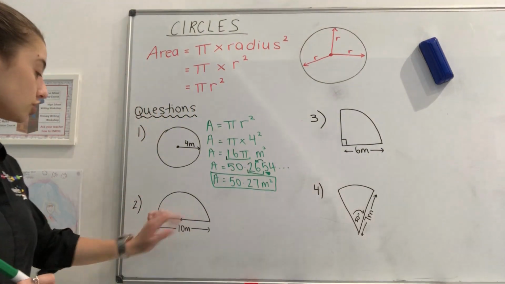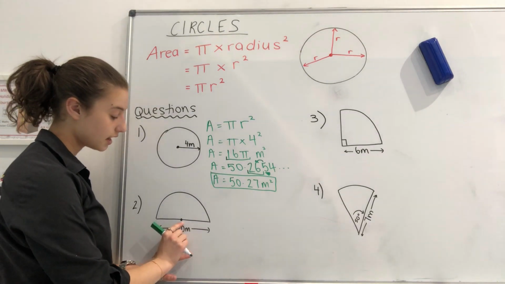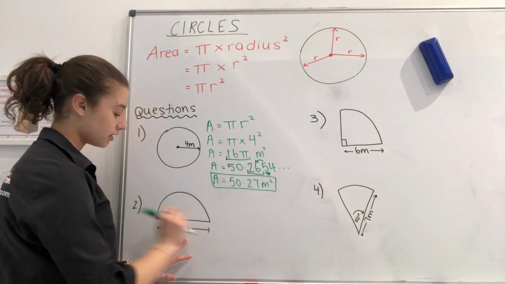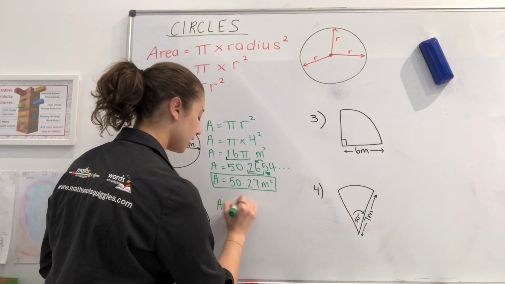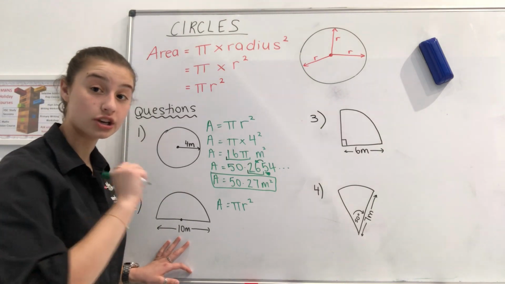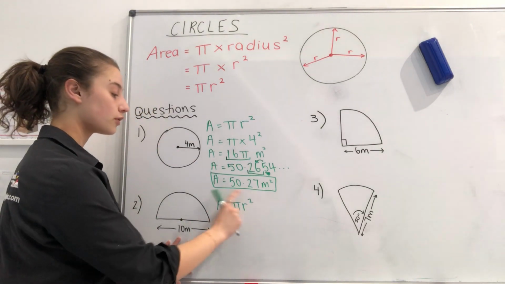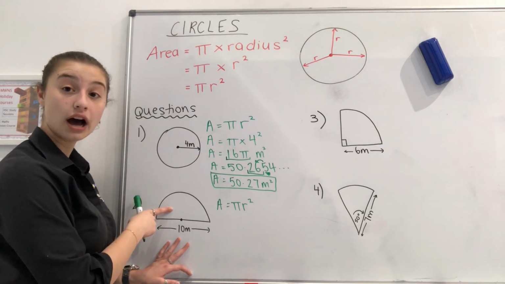Let's have a look at the next question here, which is a semicircle. And we know it's half a circle because the line has gone through the center here. So we're going to go A equals pi r squared. Now, we have an issue, 2 issues actually. The first is this formula is used to find the area of an entire circle. And as we can see, we only have half.